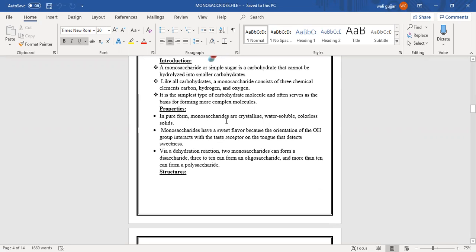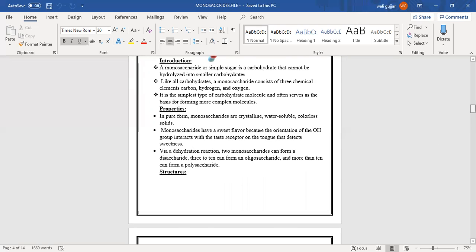In pure form, monosaccharides are crystalline, water-soluble, colorless solids. Monosaccharides have a sweet flavor because the orientation of the hydroxyl group interacts with the taste receptors on the tongue, and when they interact with our taste receptors, we feel sweetness. Through a dehydration reaction, two monosaccharides can form a disaccharide, 3 to 10 can form an oligosaccharide, and more than 10 can form a polysaccharide.